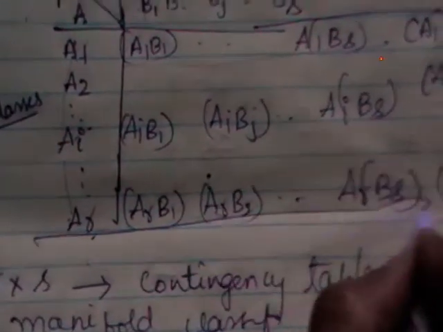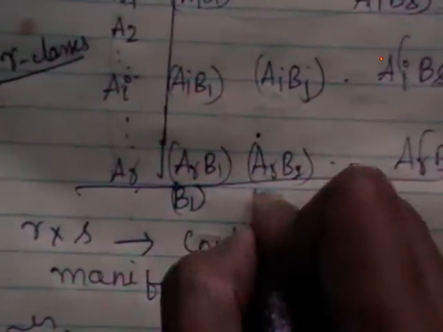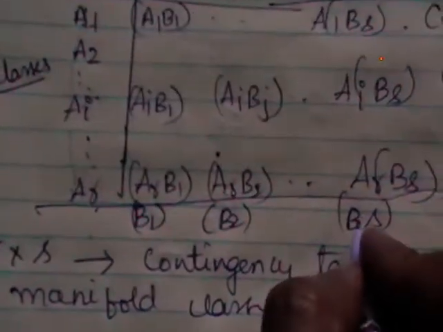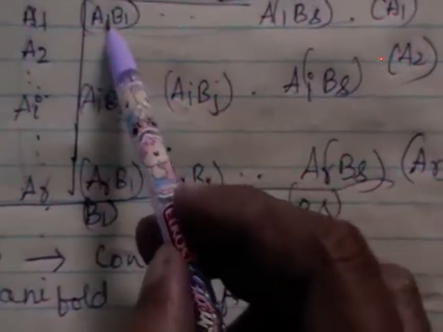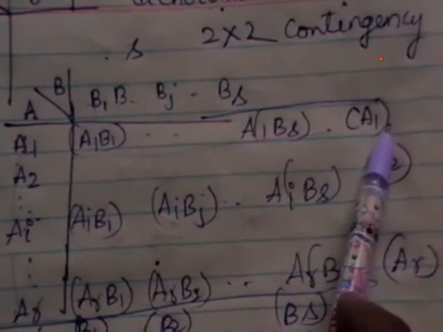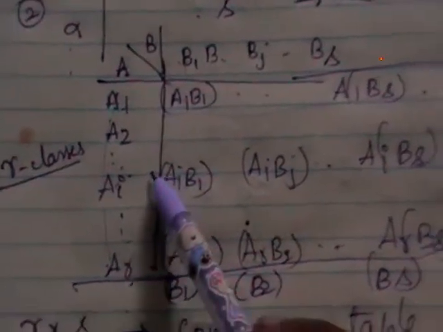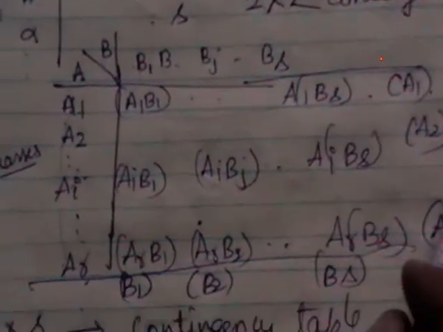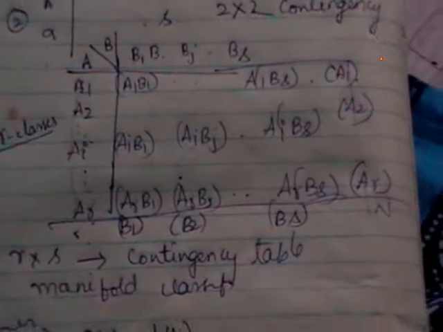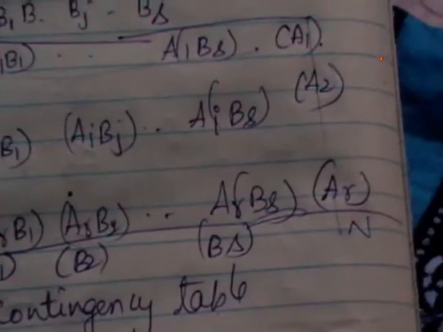Similarly, by adding the first column, you will get b1, then b2, and so on, bs. The structure is the same. By adding the frequencies against a1, you will get the marginal frequency of a1. By adding frequencies against a2, you will get the marginal frequency of a2. Again, similarly against ar. By adding the columns, you will get b1, b2, and so on, bs. Either by adding a's or b's, you will get the common quantity, which is called n, the total population.